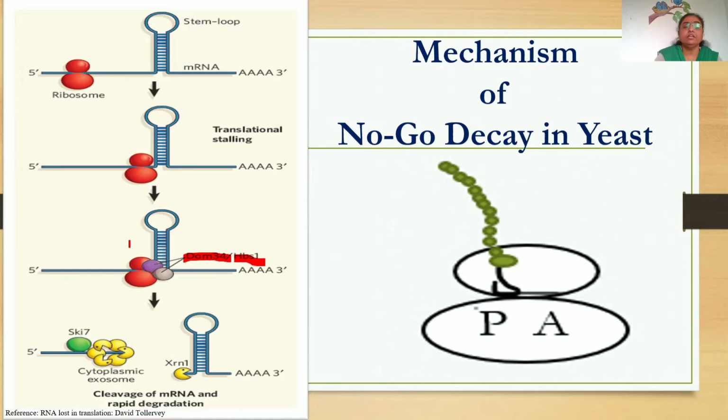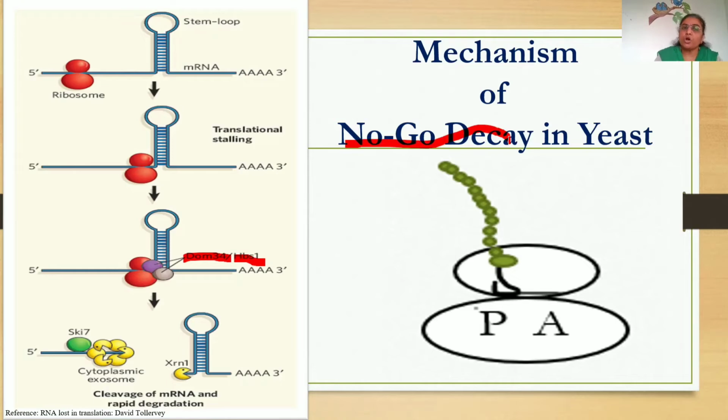RNA that forms intermolecular or intramolecular stem loop structures, which do not allow translation to reach the stop codon, has to be cleaved. Such ribosomes engaged in translation have to be released, and for that purpose the no-go decay pathway works.